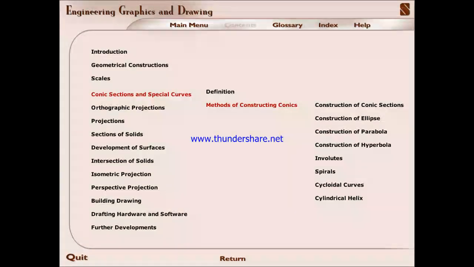Now we will continue with conic sections and special curves, in which we have learned the methods of constructing conics. In continuation, now we will discuss involutes and spirals. So first we will go to involutes.